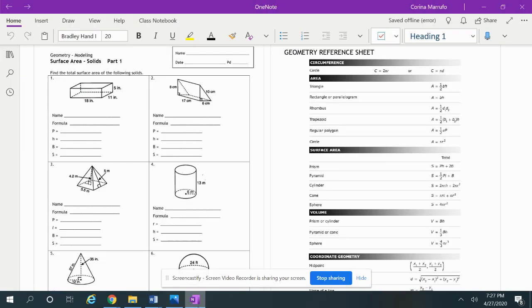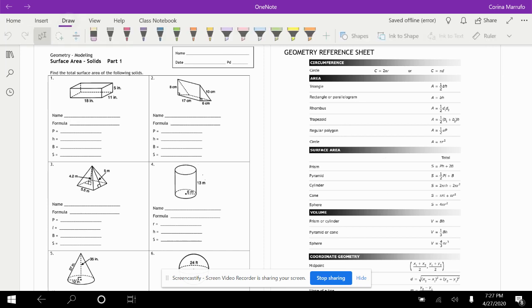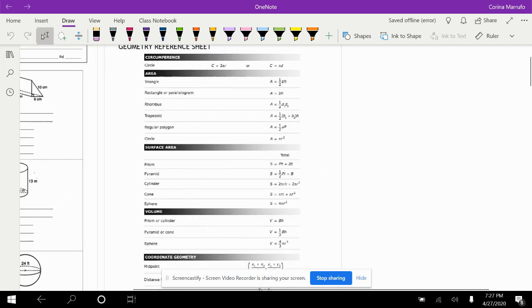All right, so we are going to continue with surface area, but now we're going to be doing surface area of solids. So what that means is our shapes are no longer going to be nets. They're actually going to be folded up into three-dimensional figures. And so we are going to be referring to this reference sheet.